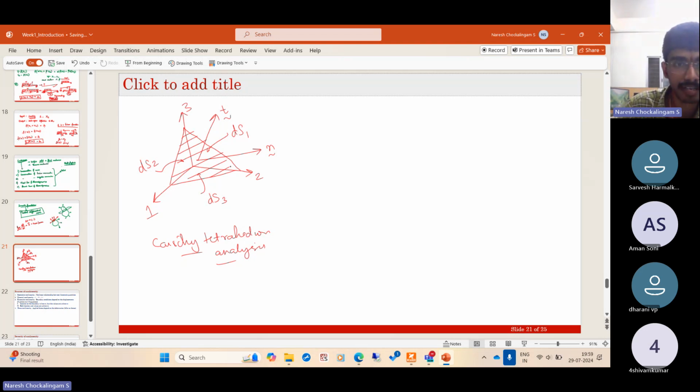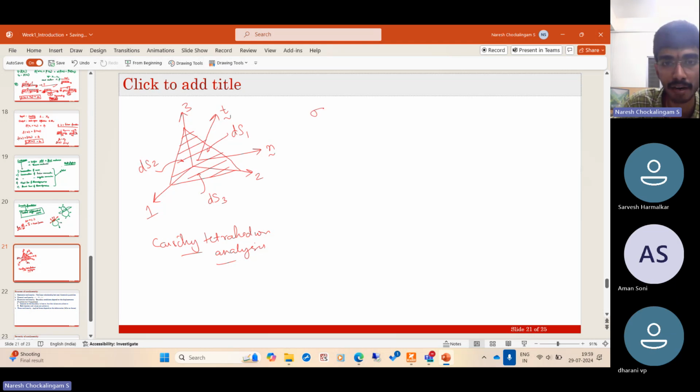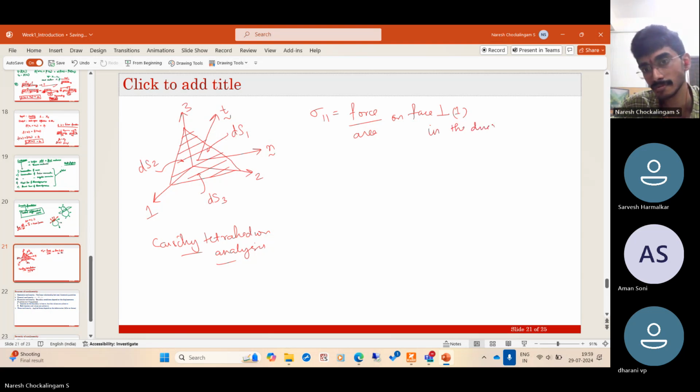It means you take a very small infinitesimal tetrahedron and look at its force equilibrium. So this is the traction, and these other faces will have some tractions too. These faces are aligned with the coordinates, right? So what is sigma 11? I hope this way you will know. Sigma 11 is the force per unit area on the face perpendicular to axis 1, in the direction 1. So if you look at it, sigma 11 will be on this face in this direction.